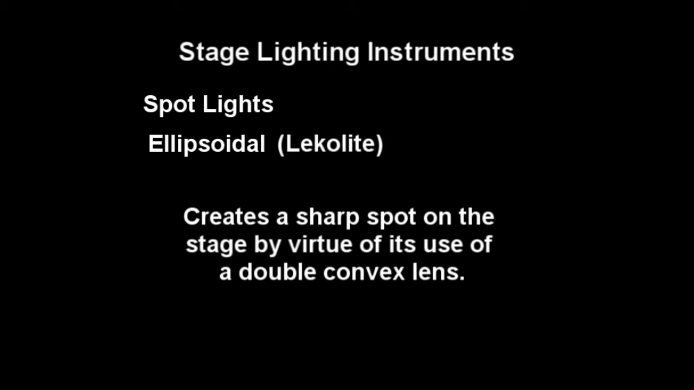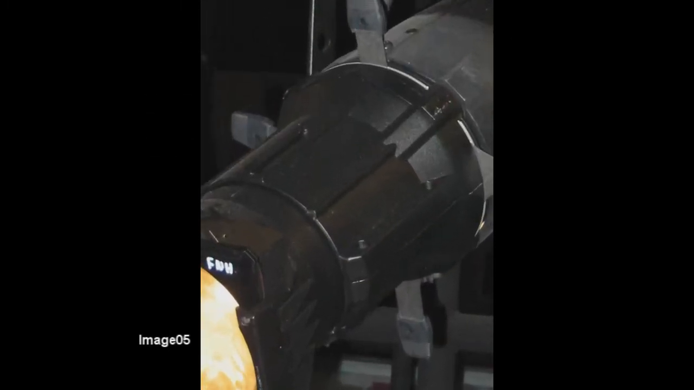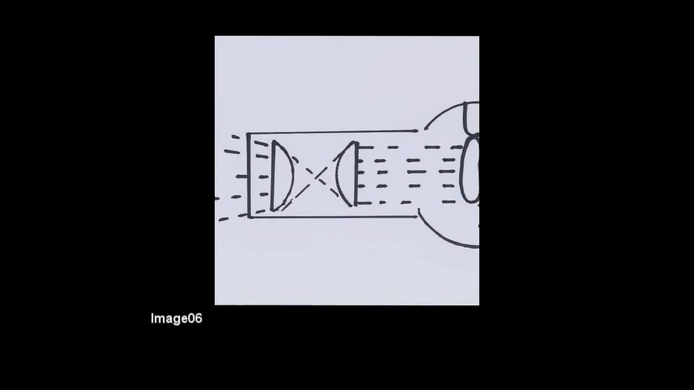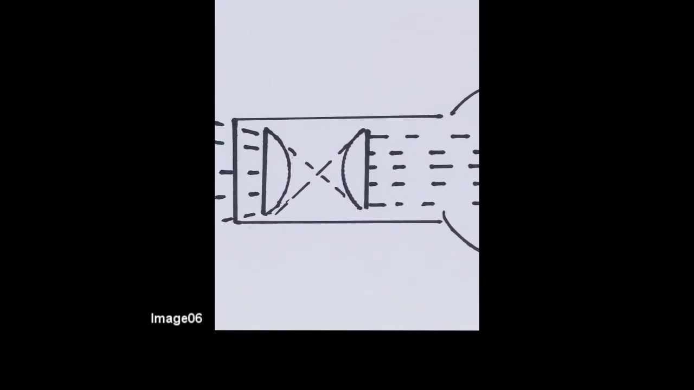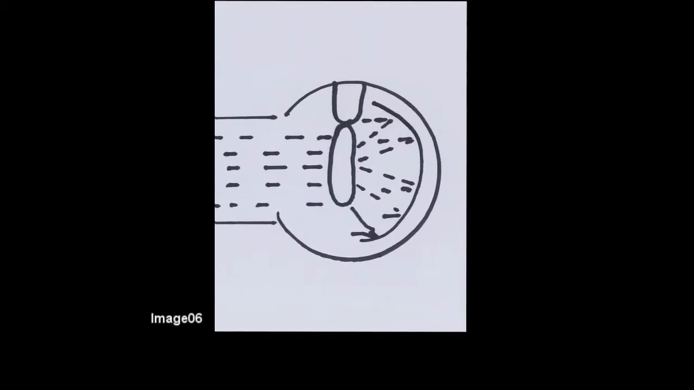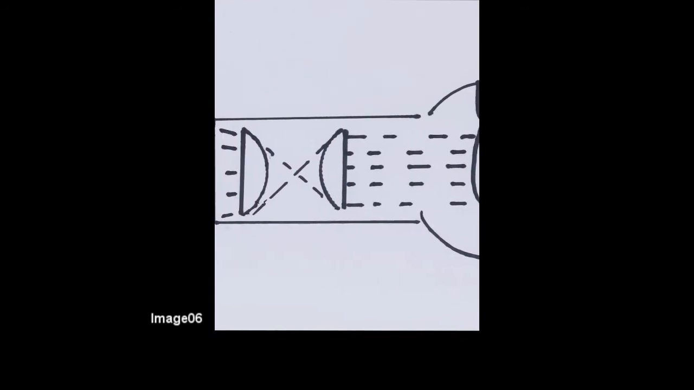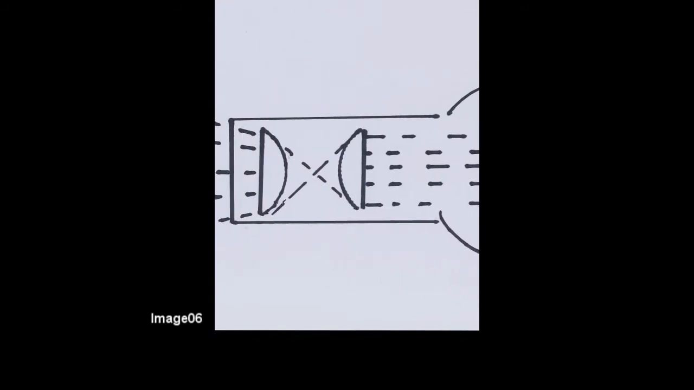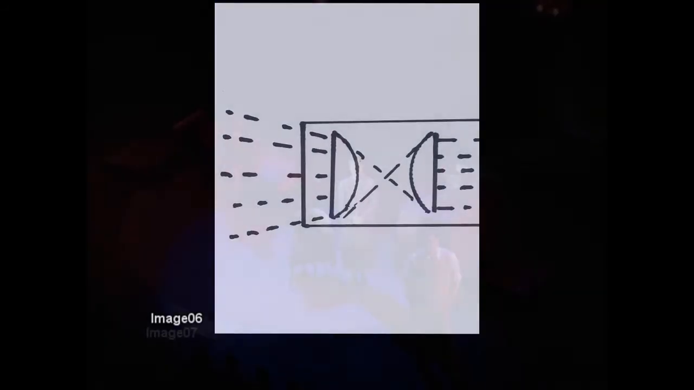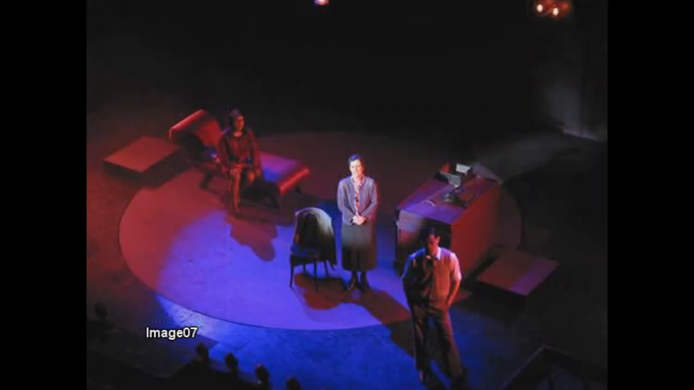The ellipsoidal does this by means of a double convex lens. In the barrel of an ellipsoidal spotlight, two lenses with a convex configuration intensify the light beam and create a sharp spot. At the rear of the ellipsoidal, a quartz lamp generates the initial light and reflects off a domed reflector toward the double lens arrangement. When the light hits the initial lens, the convex configuration forces the beam to cross inside the barrel, and when it strikes the second lens, a very intense and sharp spot is created.